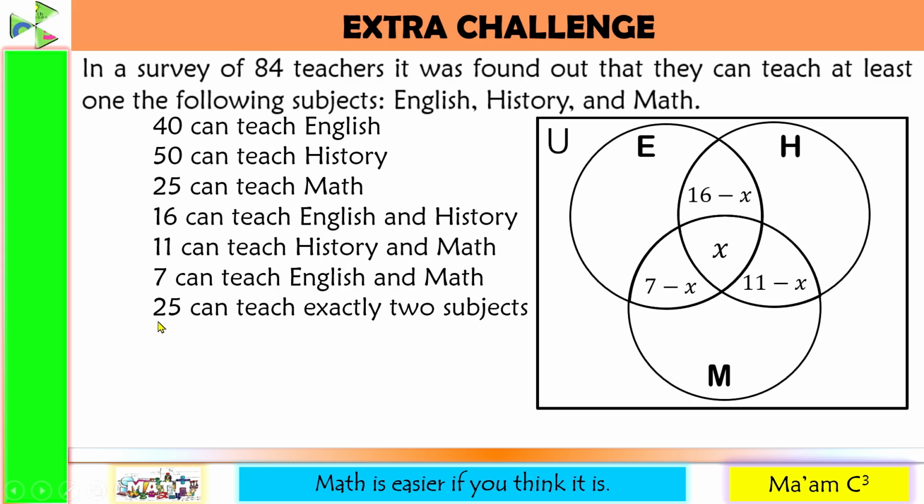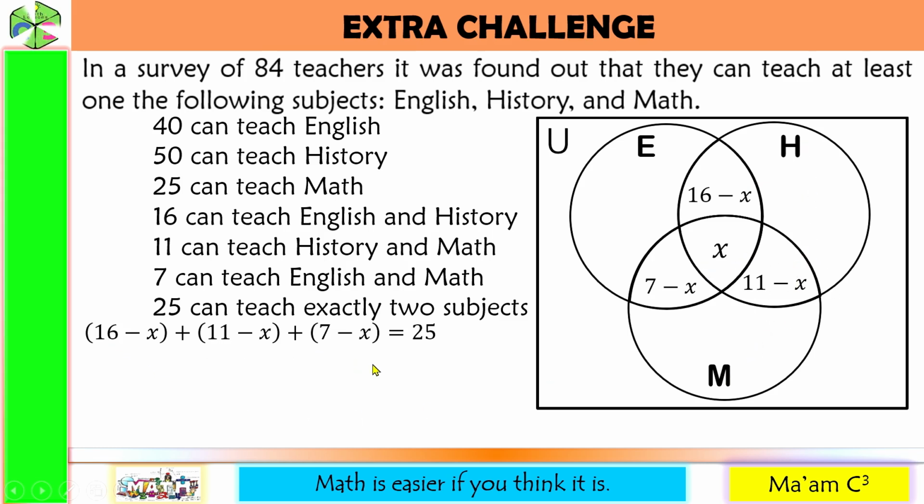So where are we going to use this number 25? It says here 25 can teach exactly two subjects. So it is either English and history, English and math, or history and math. So meaning these three here is equal to 25. So let us create the equation. We have 16 minus x plus 11 minus x plus 7 minus x is equal to 25 because 25 can teach exactly two subjects. Again, either English and history, English and math, or history and math.